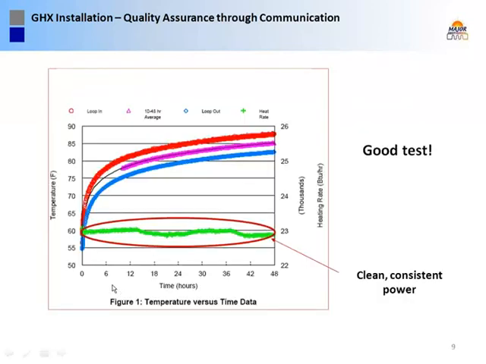This is an example of a good TC test. We have a nice consistent slope, and that ratio average is our actual TC value. And you can see the power input is very consistent. So this is good stuff.